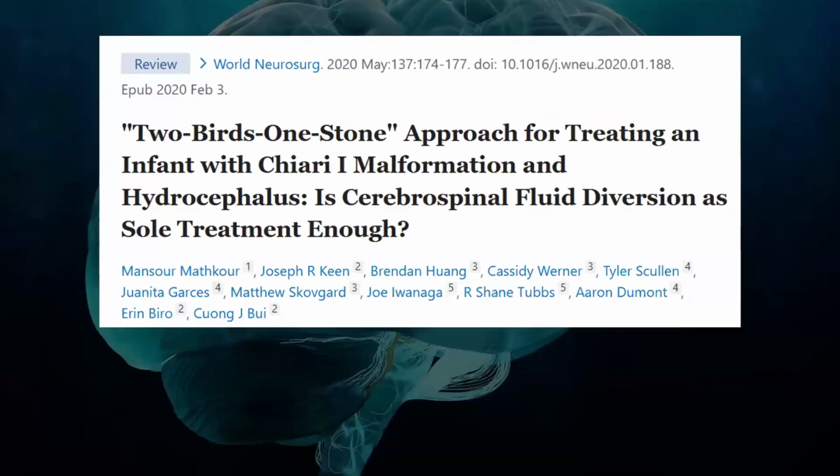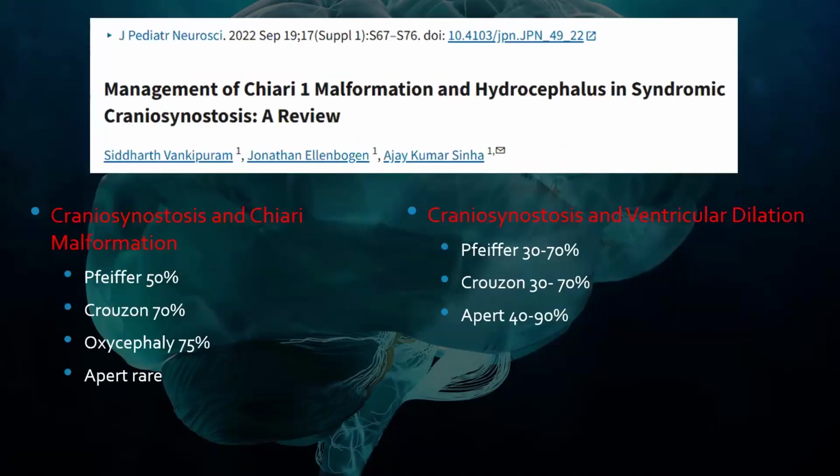Now we do have surgeons still doing shunts. And again, this is another paper that came out in the last 5 years, really a case report on an infant with Chiari-1 malformation and hydrocephalus, quite symptomatic, and essentially all these symptoms did resolve with a VP shunt treatment, and no decompression needed.